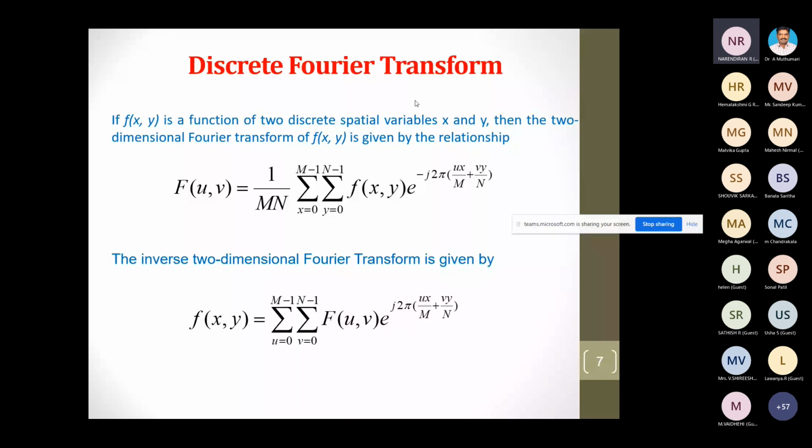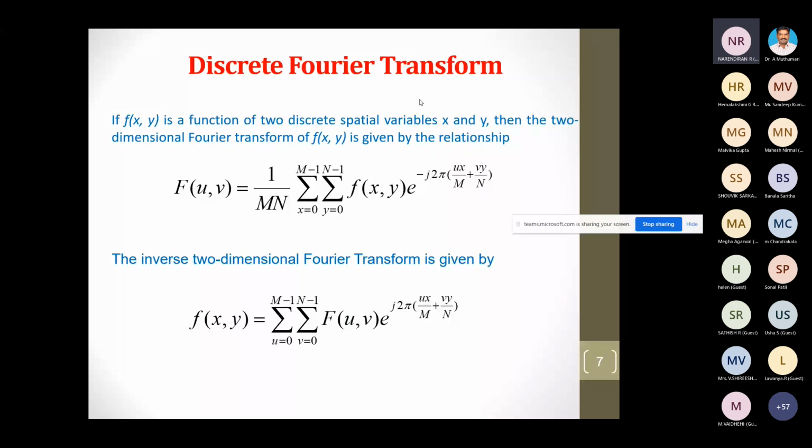So what is small f of x comma y? It is the intensity value at the position x comma y. Say x equal to 2 and y equal to 3 means the value available in the second row and third column. That is what is indicated. We vary x from 0 to m minus 1, and similarly y from 0 to n minus 1. The first is the row and the second is the column.